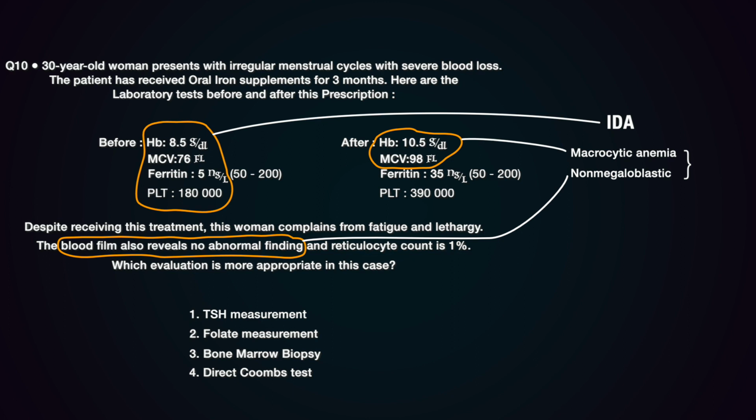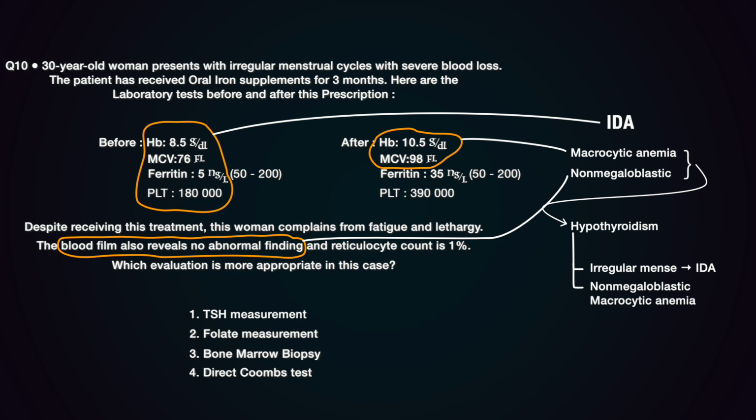Actually, this patient has both microcytic and macrocytic anemia, which causes low MCV before treatment, and after treatment is still anemic with increased MCV. A good justification for these findings is hypothyroidism, which causes on one hand abnormal uterine bleeding resulting in iron deficiency anemia, and on the other hand causes macrocytic anemia in the category of non-megaloblastic, as you saw in the previous question, and the blood film is normal. So the correct option is 1.